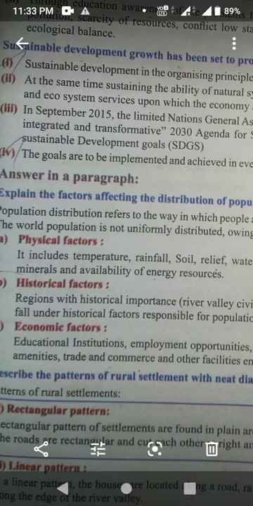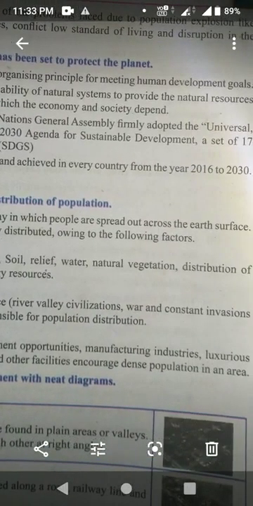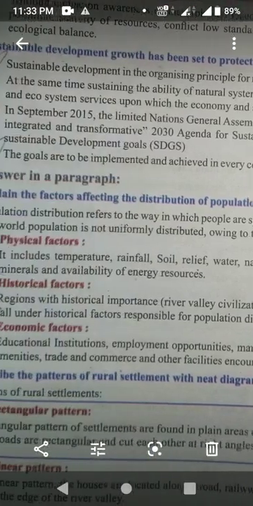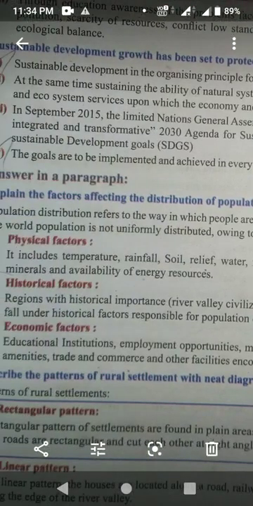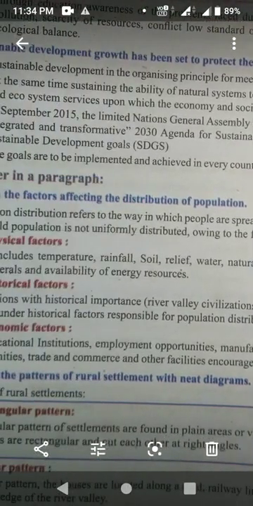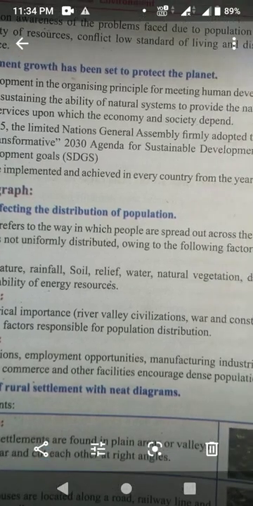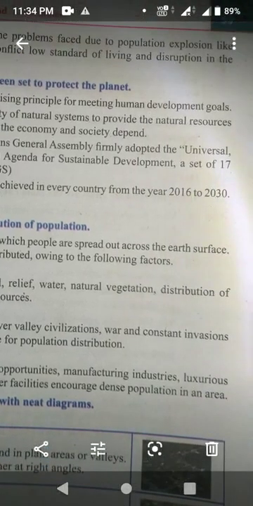In September 2015, the United Nations General Assembly formally adopted the universal, integrated and transformative 2030 Agenda for Sustainable Development, a set of 17 Sustainable Development Goals, the SDGs. The goals are to be implemented and achieved in every country from the year 2016 to 2030.